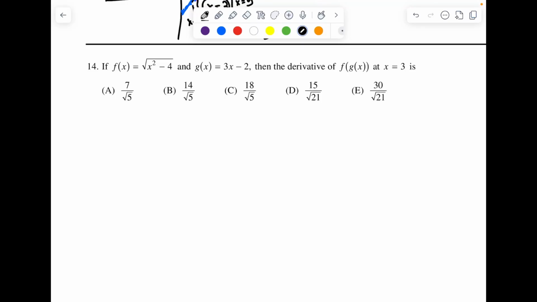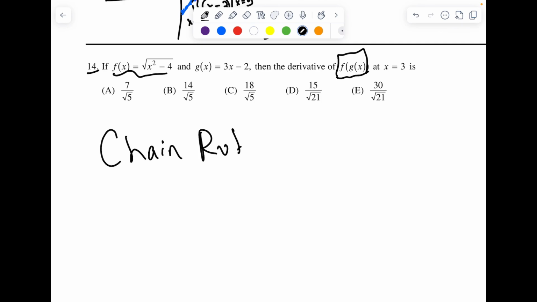Alright, let's do this AP Calc AB 2012 practice exam problem number 14. If f of x is equal to the square root of x squared minus 4 and g of x is equal to 3x minus 2, then we're trying to find the derivative of a composite function f of g of x at x equals 3. Whenever we see this, we have to know that this requires chain rule.